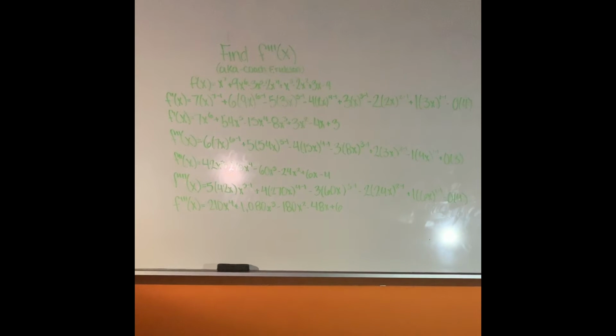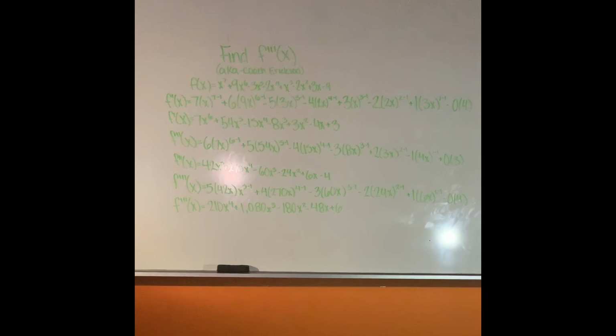After you work that out, f double prime equals 42x cubed plus 270x to the 4th minus 60x cubed minus 24x squared plus 6x minus 4. And after you work that one out, f triple prime of x equals 210x to the fourth plus 1080x cubed minus 180x squared minus 48x plus 6.